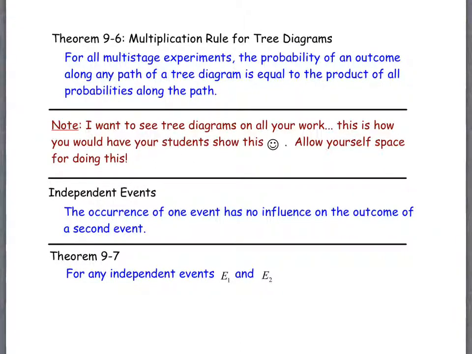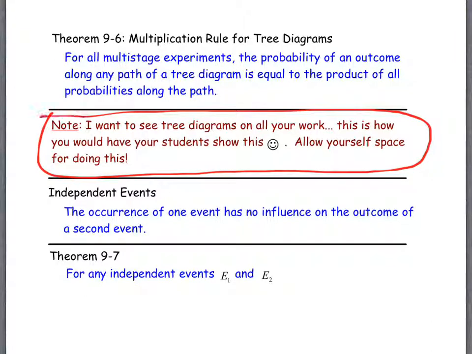Now I put this note in here, and it's in red on my screen. You can't hardly see it because the bulb's a little bit dim today. But highlight it in your notes. This is very, very important. I want to see tree diagrams on all of your work, because this is what your students would have to show in order to do a problem like this. There are other ways of doing these problems that do not involve tree diagrams. I will grant you that, no problem.